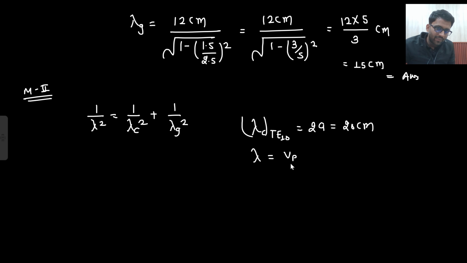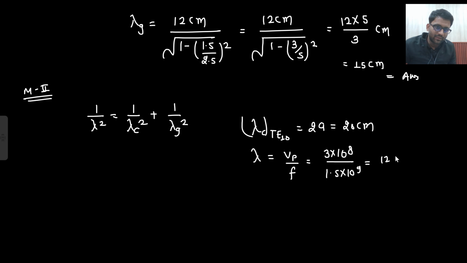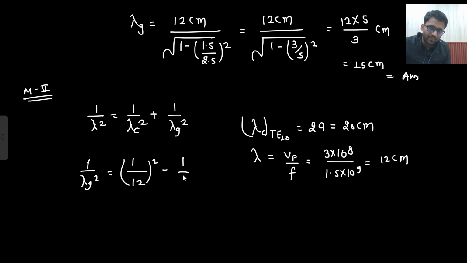And what will be lambda? Lambda will be Vp by F. So 3 into 10 to the power 8 divided by 1.5 gigahertz. So the lambda value we calculated was coming out to be 12 centimeter. So what do I need to find? Lambda G I need to find. So 1 by lambda G square would be equal to 1 by lambda square, that is 1 by 12 centimeter square, minus 1 by 20 square. You can do this calculation in your calculator and you will get the same answer.